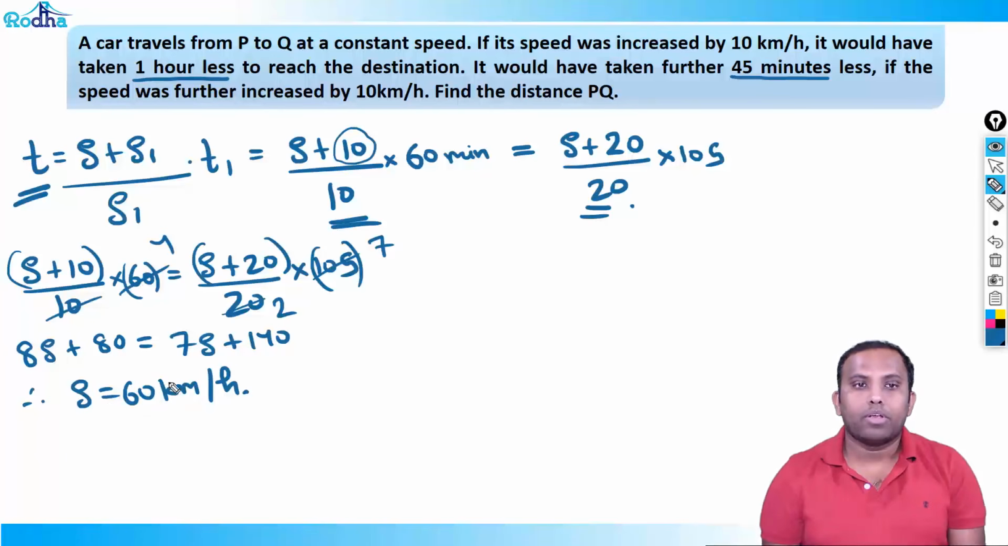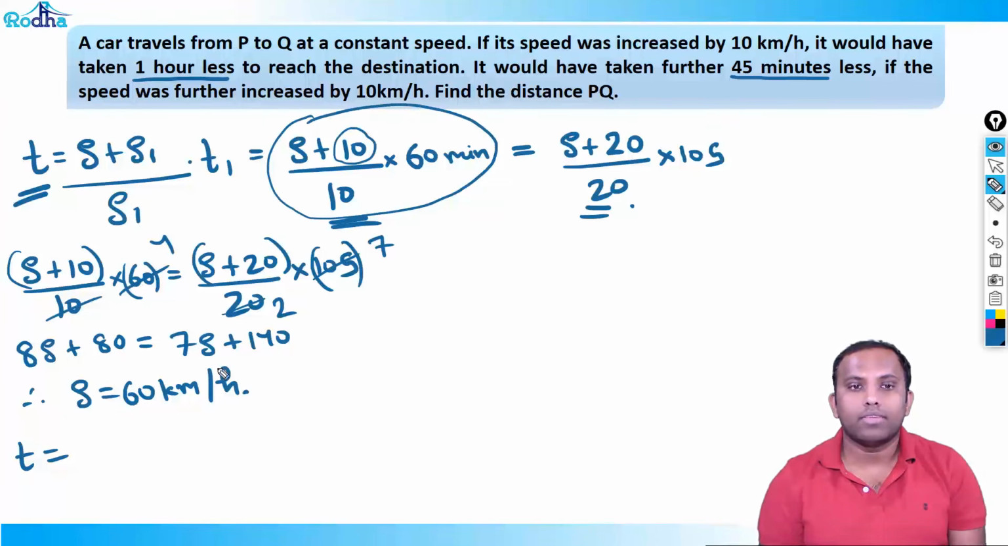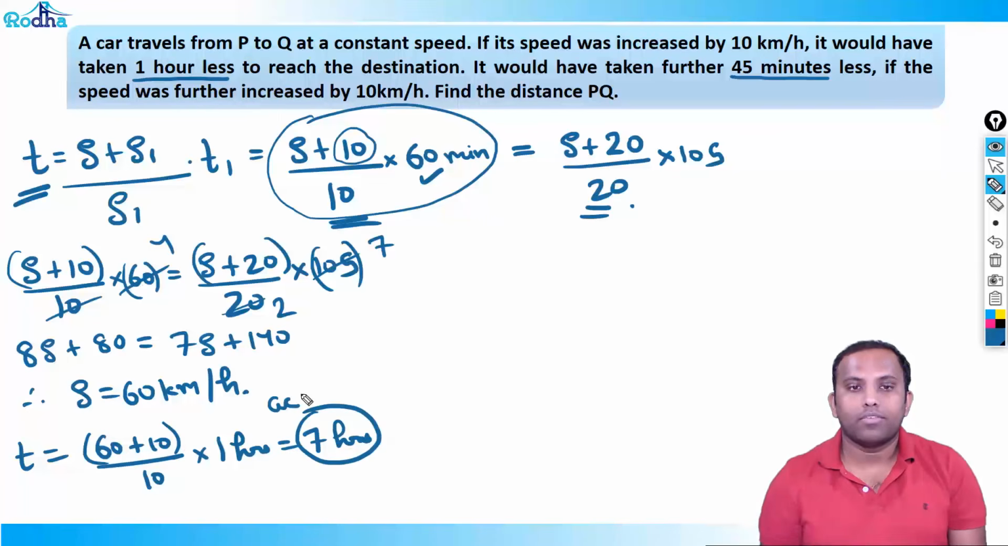And now you can put the value of S here in the expression for T. S is 60, so 60 plus 10 upon 10, and this 60 minutes can now be written as 1 hour, because all other data is in hours. So you get 7 hours. That means 7 hours is the actual time, and 60 km per hour is the actual speed.